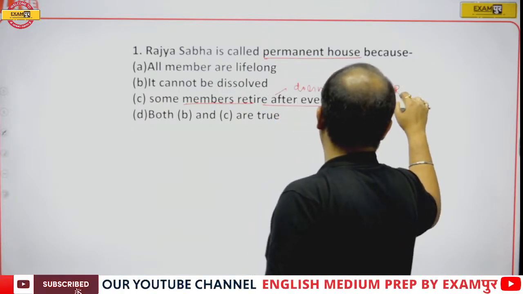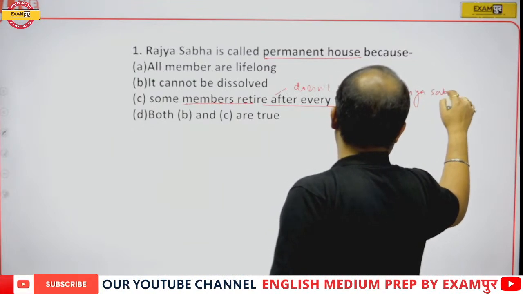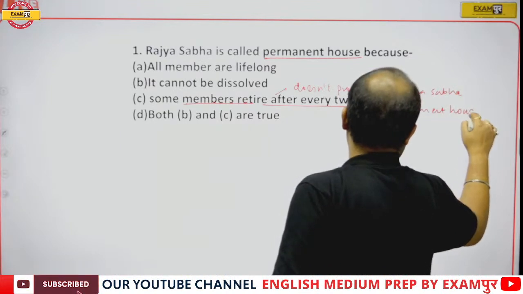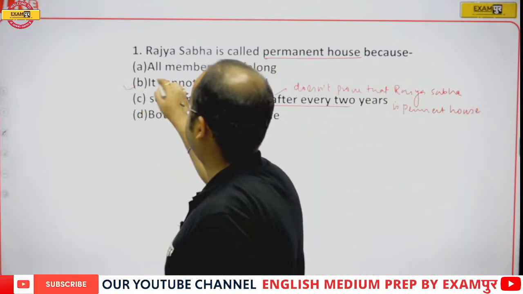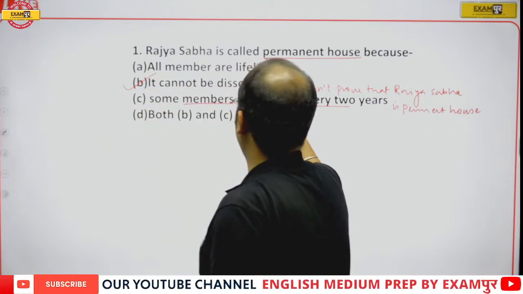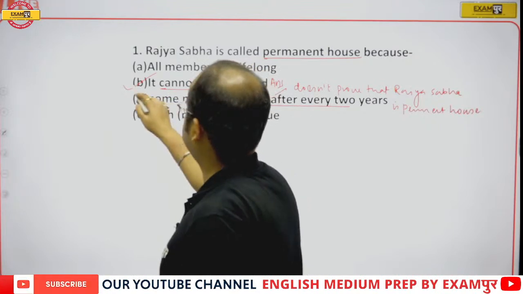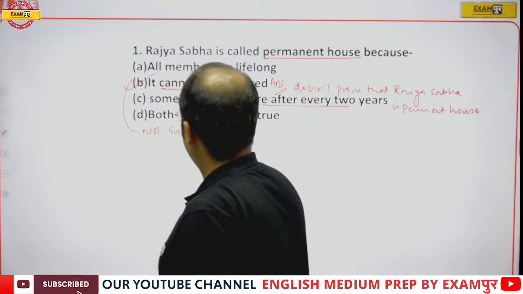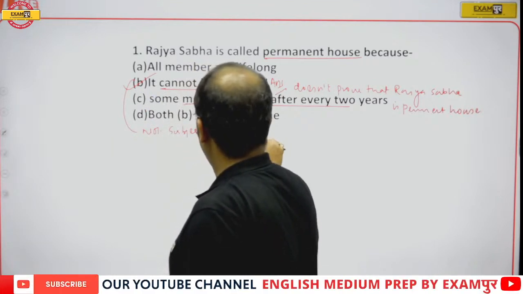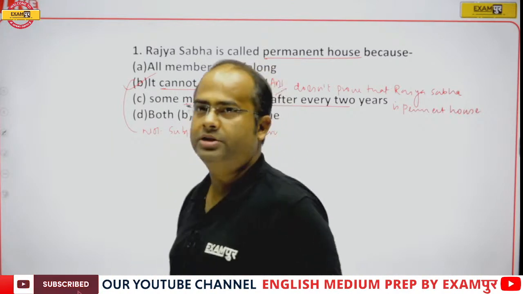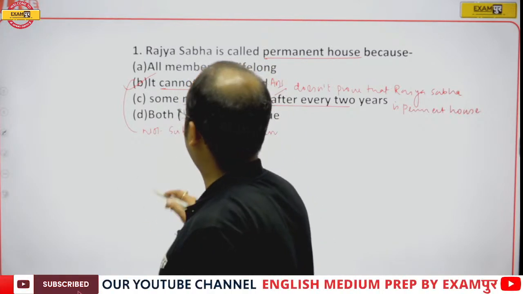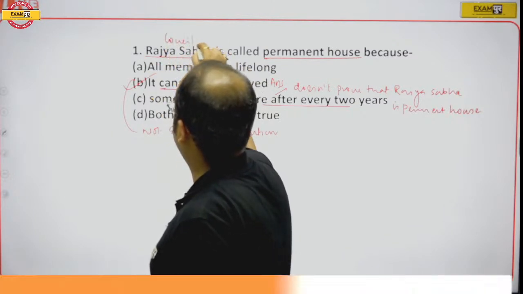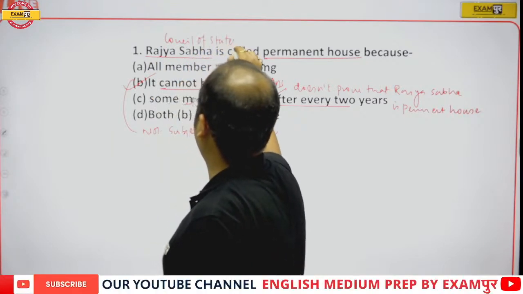that Rajya Sabha is a permanent house. The statement that proves it is a permanent house is option B, that it cannot be dissolved. So it is such a house which is not subject to dissolution. Therefore, it is called a permanent house in nature. In place of Rajya Sabha it can be written as Council of States. Why is it called a permanent house?